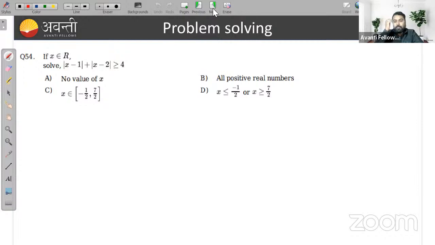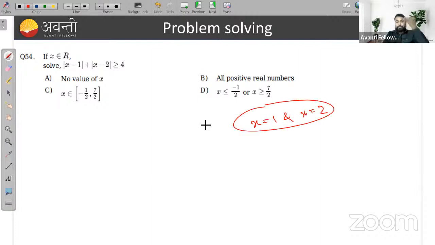How can you solve this? First, I suggest you find where the left hand side becomes 0. That means at x equal to 1 and x equal to 2, the left hand side becomes 0. Simple. That means the critical points are 1 and 2. So the left hand side will change its nature at these 2 points only.